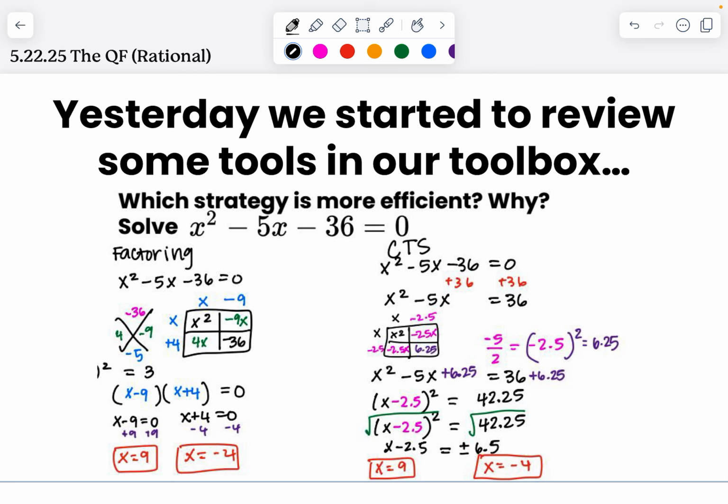Many of you were using completing the square because that's the most recent. Maybe you really like using that pattern. You feel like you've got it down, right? But as we can see, there's a lot more work on the right-hand side for completing the square in comparison to factoring. And then people were like, oh yes, I remember factoring now. Okay, I'm going to try that next, right?